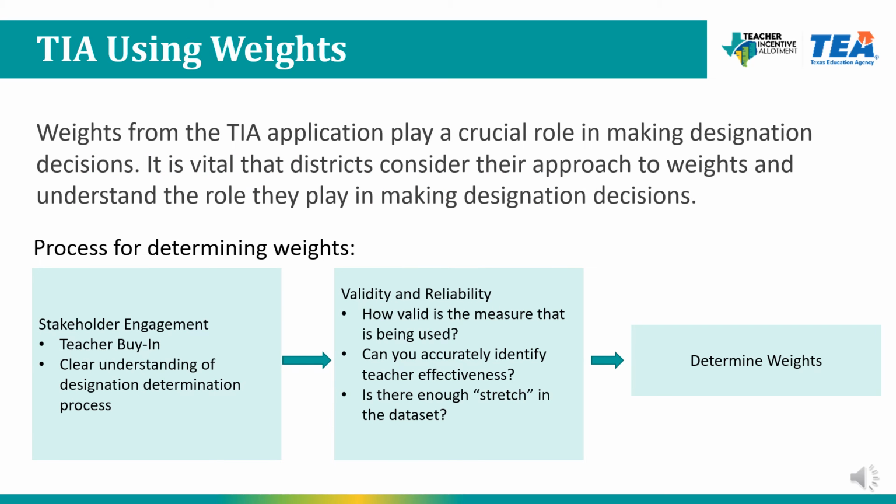TIA weights on the system application play a critical role in district success of a local designation system. It is vital for a district to consider their approach to weights as it relates to designation decision making. Best practice for determining weights starts with stakeholder engagement and moves to self-reflection on the validity and reliability of each component. Districts can then determine what weights should be set on their TIA application.